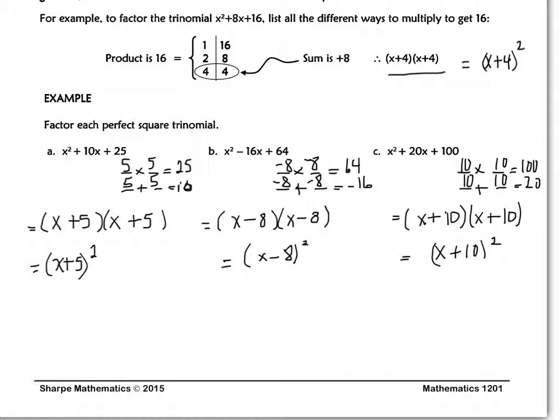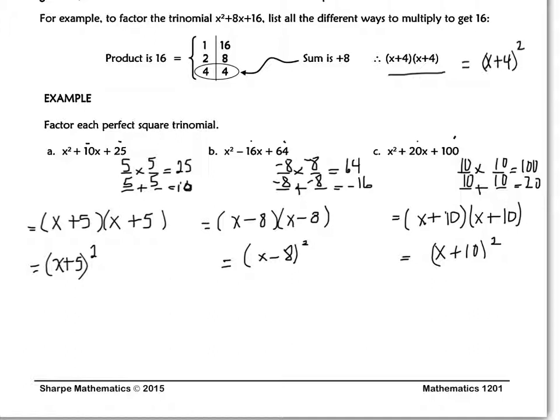And you should notice that there are two ways you can look at it. The square root of the last number, doubled, gives you the middle coefficient, right? So the square root of 25 is 5, doubled is 10. Look at this one: the square root of 64 is 8, doubled is 16, but there's a minus there. That's okay, because the last term is positive and the middle term is negative, so that means you have two negatives that multiply to give you a positive and add to give you a negative. And this one here, the square root of the last term is 10, and doubled would give you 20. So that seems to be a pattern.